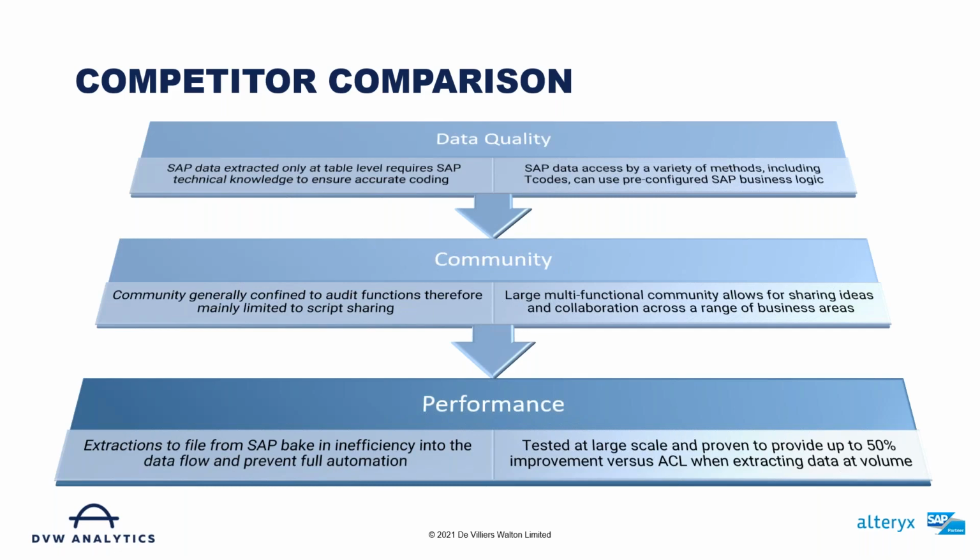In terms of data quality, the data that's extracted for ACL is at table level. That's the standard there. You've seen already that we can pull from T codes, so we can leverage the business logic that's pre-configured, if you like, in SAP. If it's in BW, we can pull from there. Again, there may be business logic when the data flows into a cube, or within the query that gets built in BW.